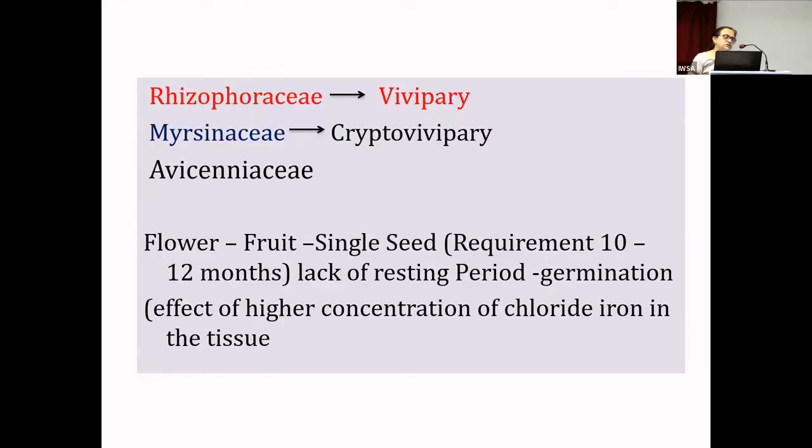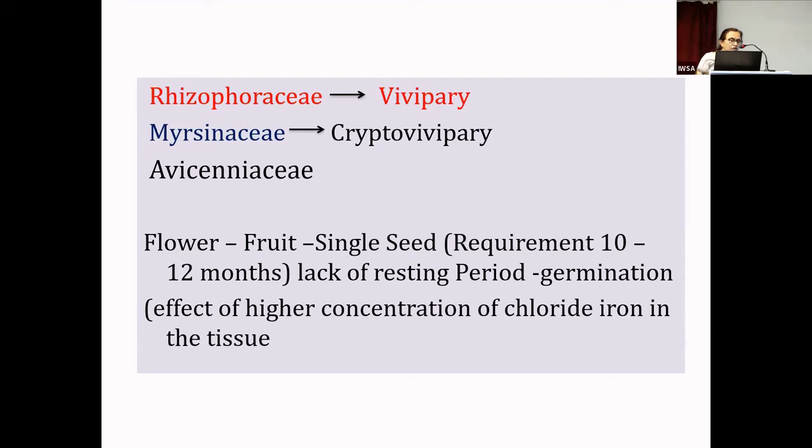These are some of the characteristic features. There is a big family, Rhizophoraceae, and the key character of Rhizophoraceae is vivipary. Myrsinaceae shows cryptovivipary, and Avicenniaceae also shows cryptovivipary. These are some modes of regeneration of mangroves, as well as the key adaptations of Rhizophoraceae, Myrsinaceae, and Avicenniaceae. Flower develops into fruit. There is a single seed, and to develop the seed, the requirement is 10 to 12 months. It lacks a resting period.